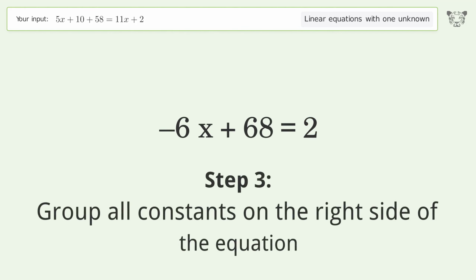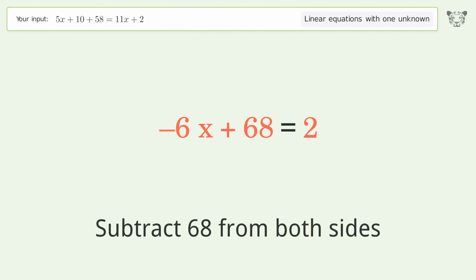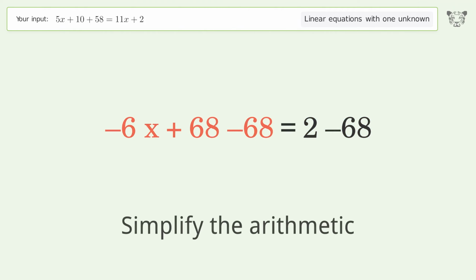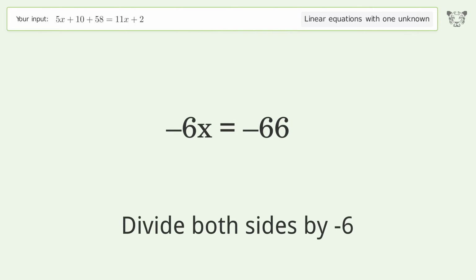Group all constants on the right side of the equation. Subtract 68 from both sides. Simplify the arithmetic. Isolate the x. Divide both sides by -6.